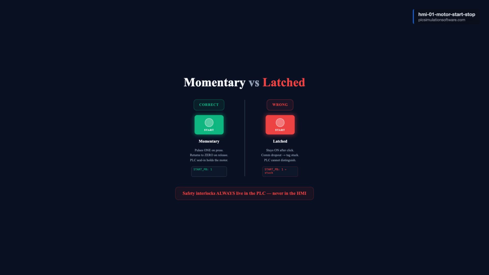The interlock point stands again here. The seal-in logic lives in the PLC. If you latch the button widget in the HMI instead, a COM dropout drops the maintained state. The motor coasts to a stop. In a pumping station, that could mean losing water pressure. In a conveyor system, that could mean product jams. Always let the PLC hold the state.